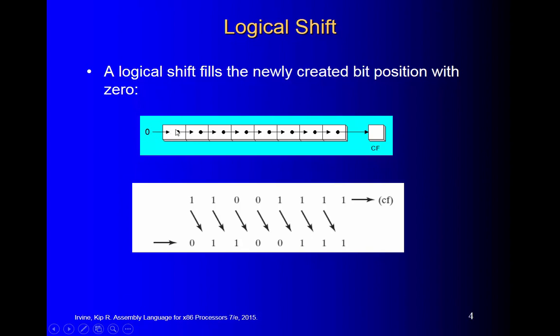The last one over here will be copied into the second last, bit 6. We have an opening space at the last location, and if it's a logical shift, the opening new space will be filled up with 0. So this is a logical shift, and the position will be filled up with 0.